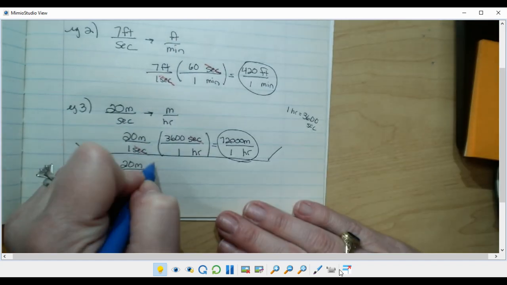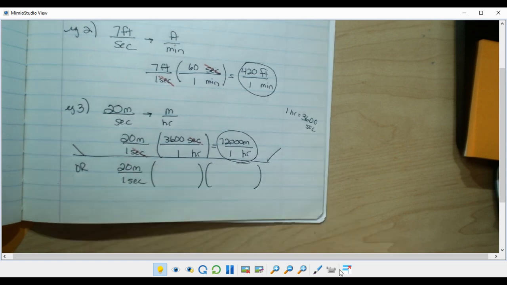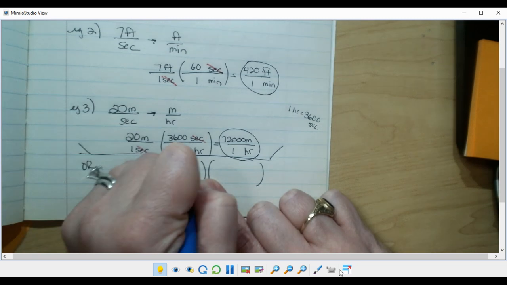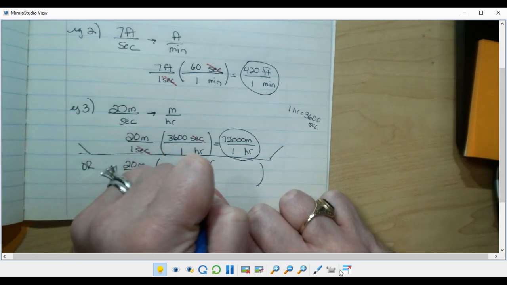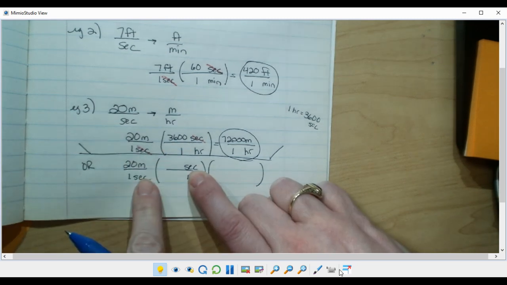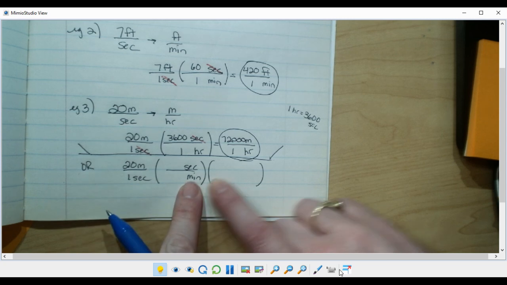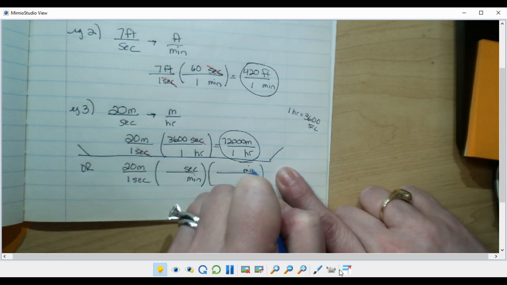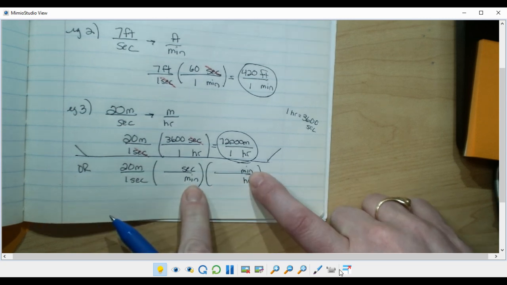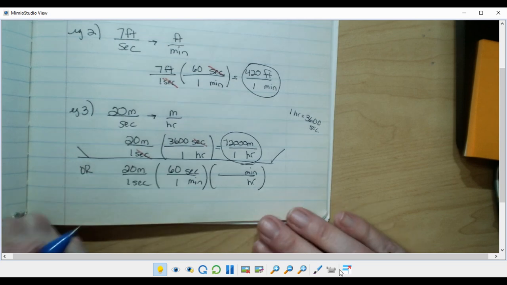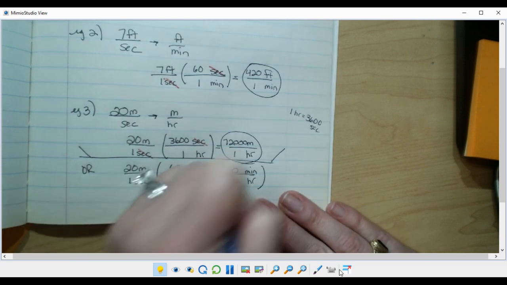Now, I'm going to do 2 sets of parentheses. In the first one, I'm going from seconds to minutes, right? Seconds and seconds will cancel out, and then I have minutes. But I don't want minutes. My ultimate goal is hours. So let's do this again, where I switch from minutes to hours. 1 minute is 60 seconds, and 1 hour is 60 minutes.